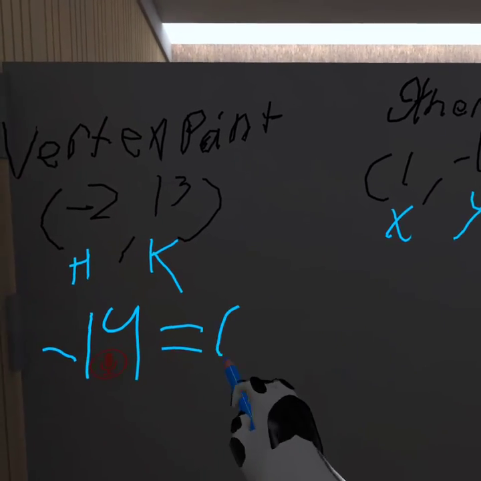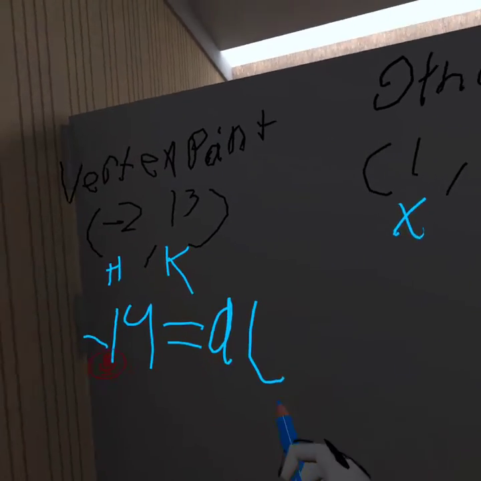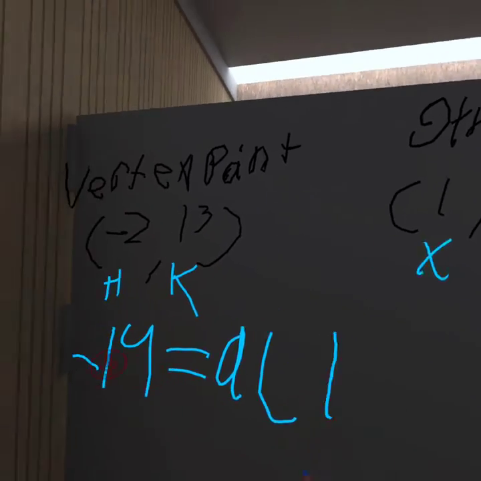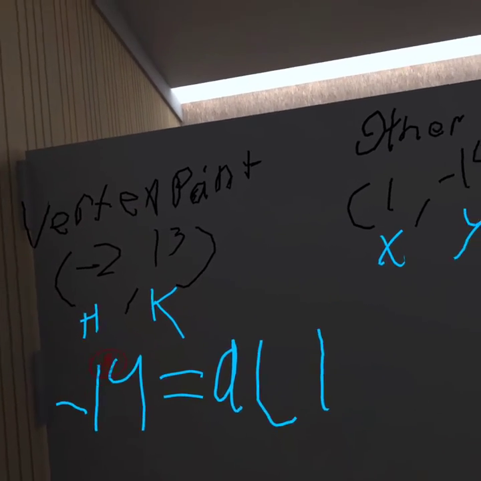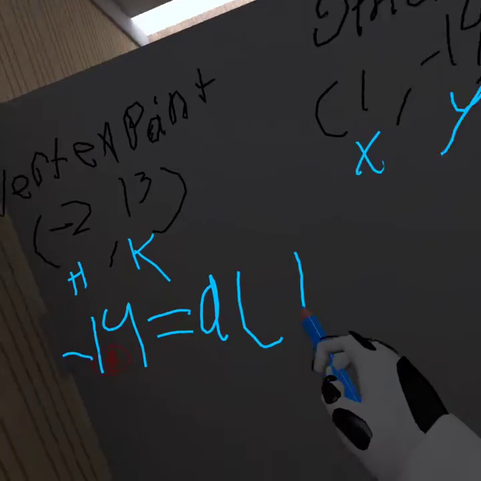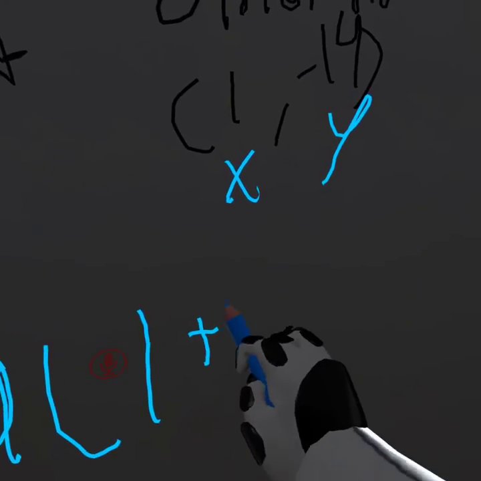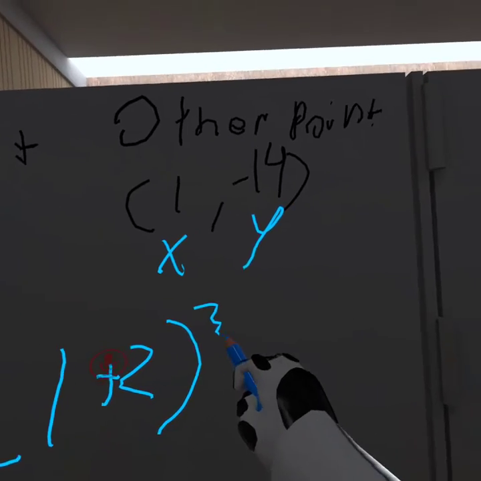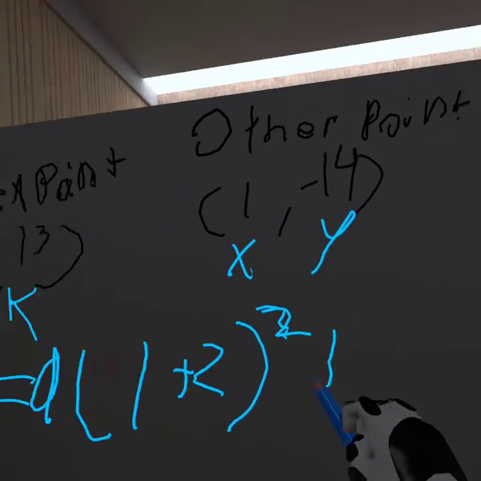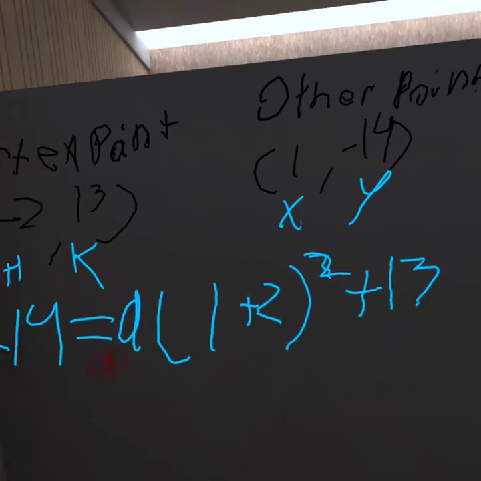Y is equal to a. We don't know what that is yet. X, which is 1, plus or minus h, usually it's the opposite of h, which is plus 2, squared, plus 13. Great. What's 1 plus 2?